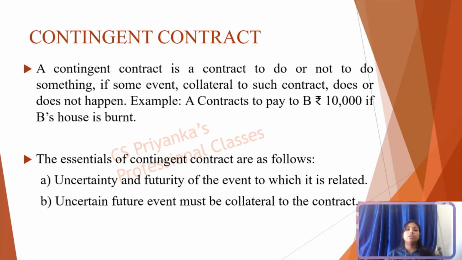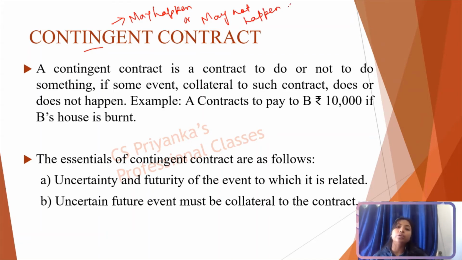Next is contingent contract. The term contingent, I can say, means it may happen or may not happen. It's very uncertain. That is known as contingent. You don't know whether it will happen or it won't happen.